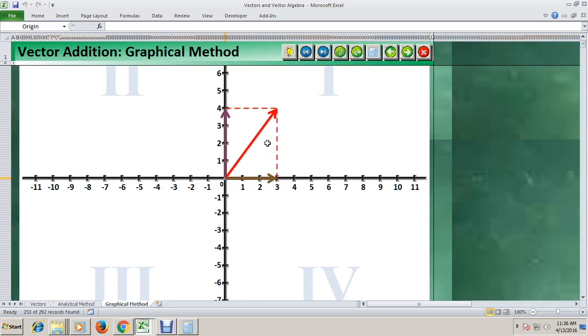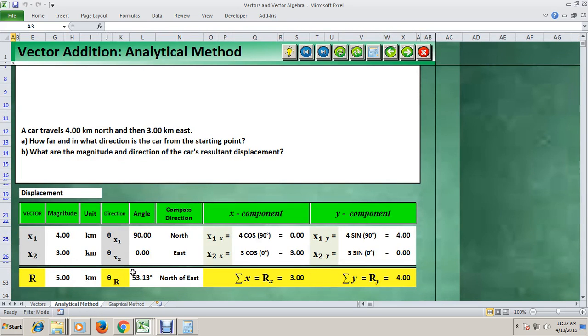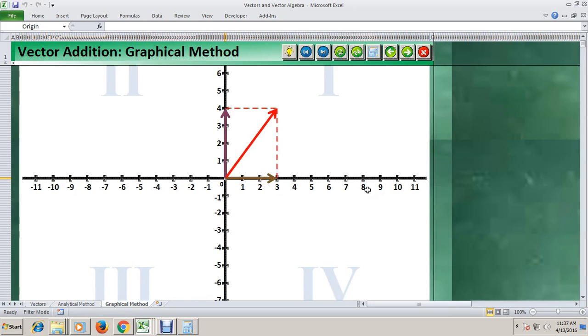Why is it that the compass direction for the resultant vector is north of east? It is because the angle should be measured from x whenever we employ the arctangent function. So therefore, the angle 53.13 degrees is measured from your positive x going towards this direction. This is your 53.13 degree angle.